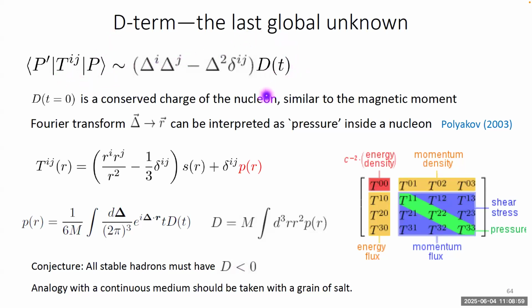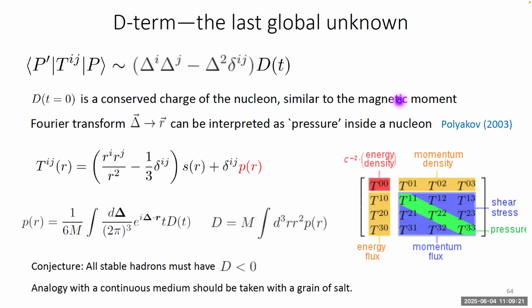And I remind you, this D evaluated at t equals 0 is a conserved charge of the nucleons. And so there is no renormalization group evolution for this quantity. And in this sense, it's similar to the magnetic moment of the proton. So it's a fundamental constant of nature, a fundamental constant of the proton.